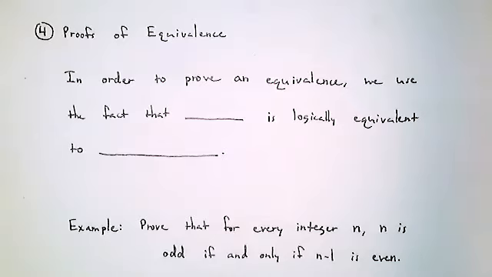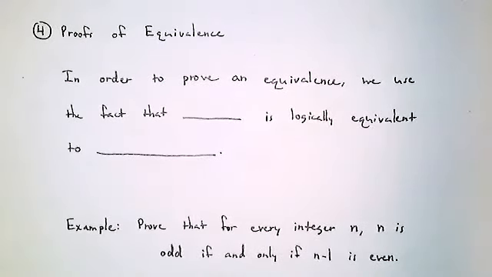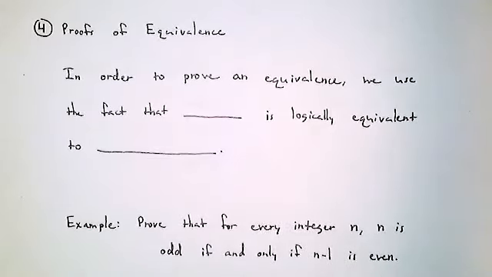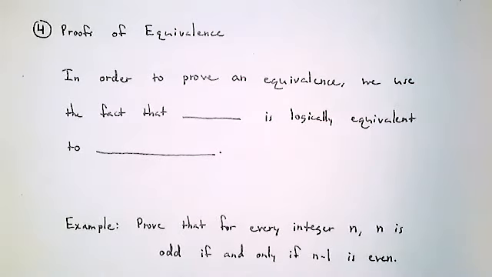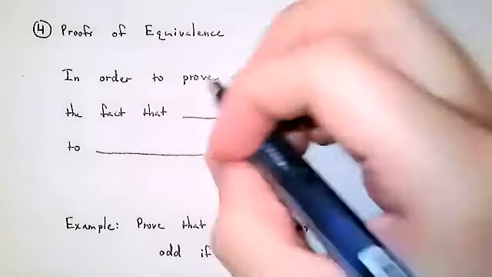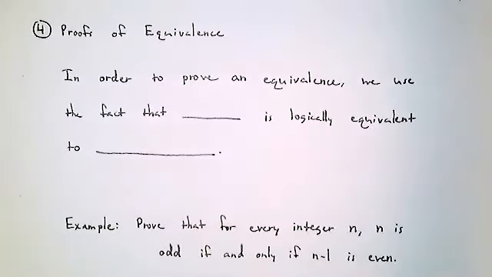Okay, so it looks like we have time for at least one more. So this is the fourth kind of proof that we're looking at in this section, proofs of equivalence. And you might remember what an equivalence is, or a biconditional statement.